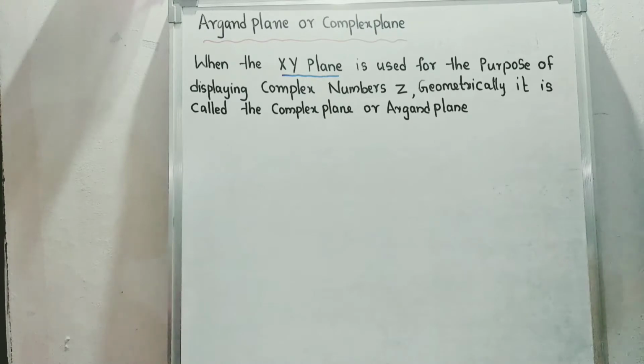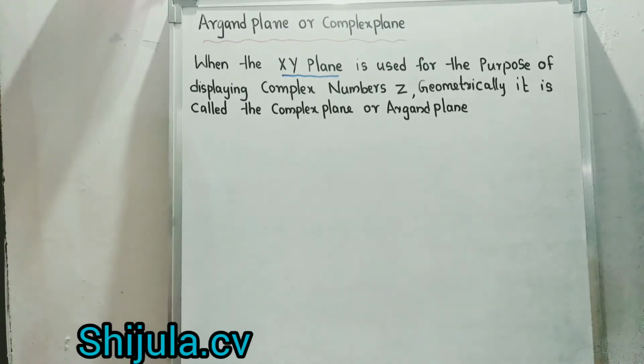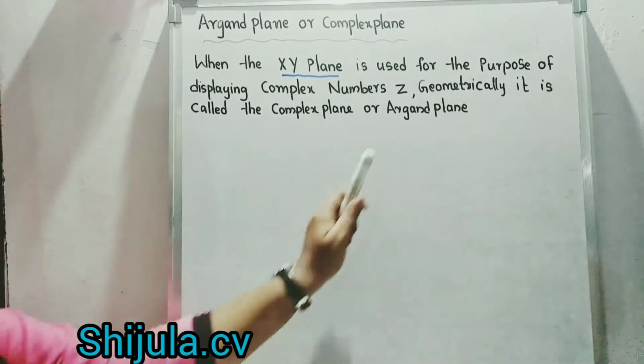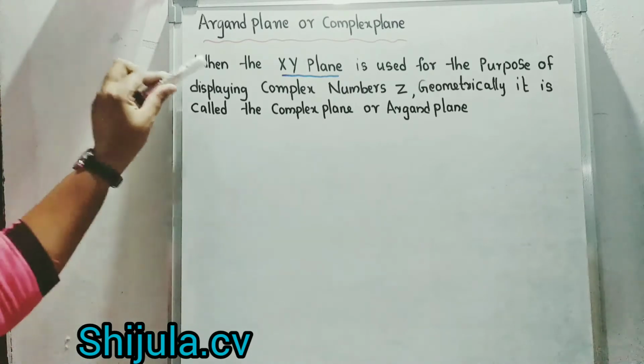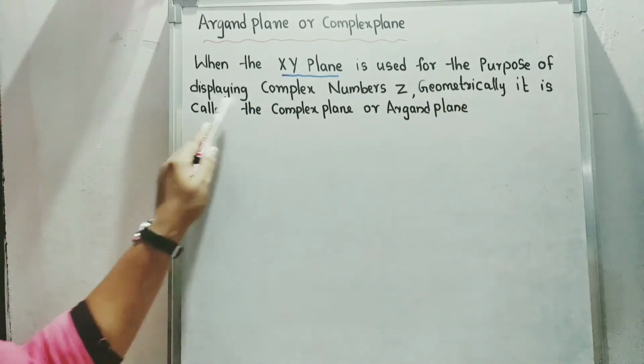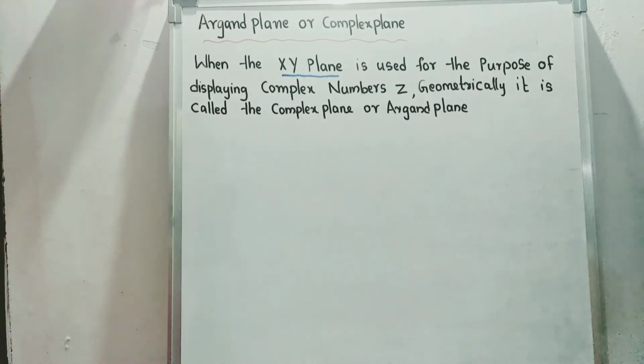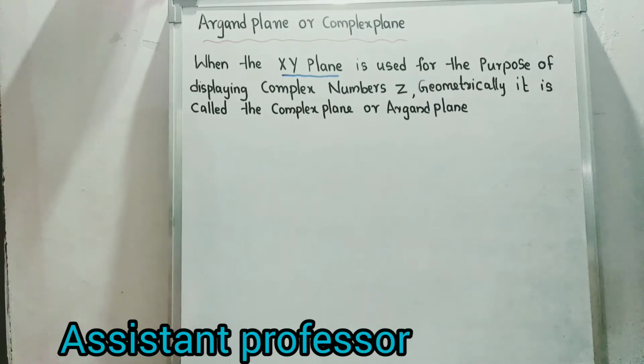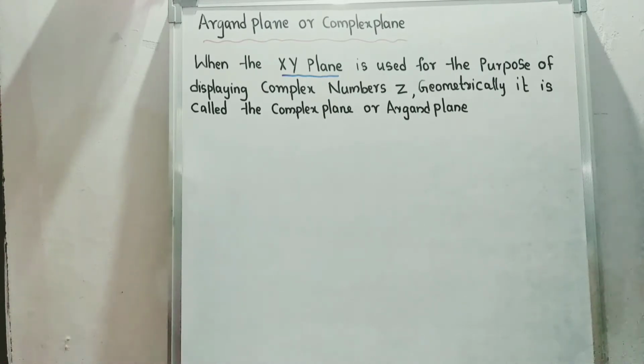Argand plane or complex plane. What is the Argand plane? When the xy plane is used for the purpose of displaying the complex number set, geometrically it is called the complex plane or Argand plane. Clear?